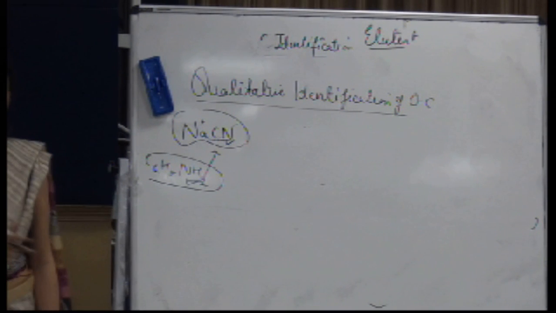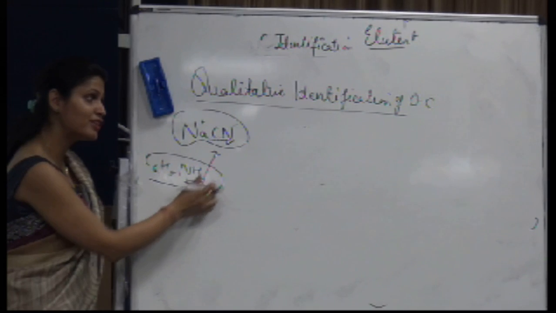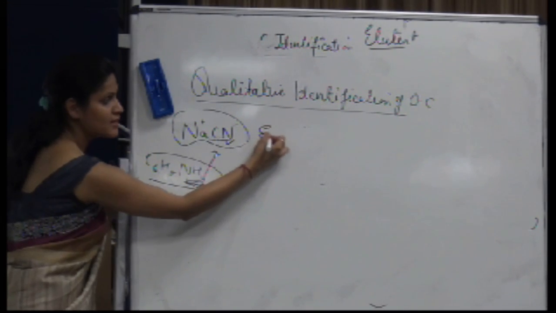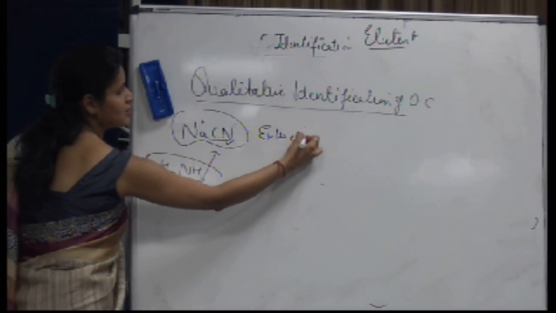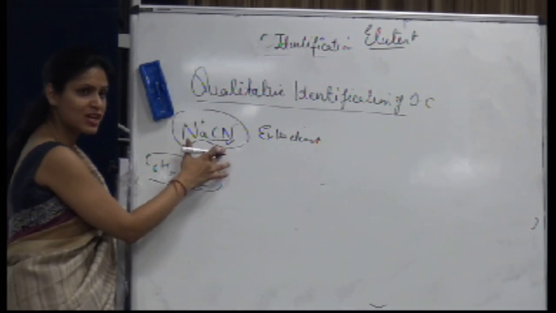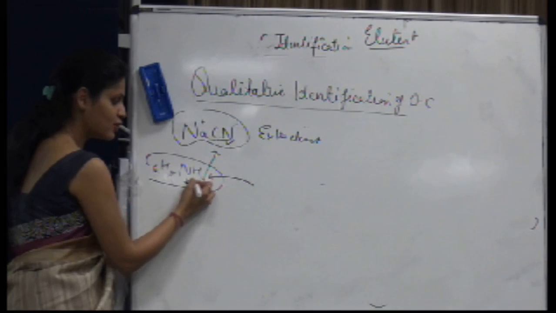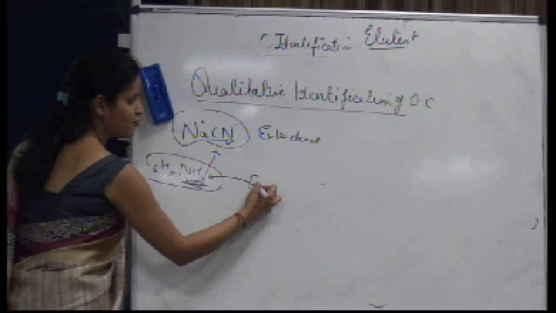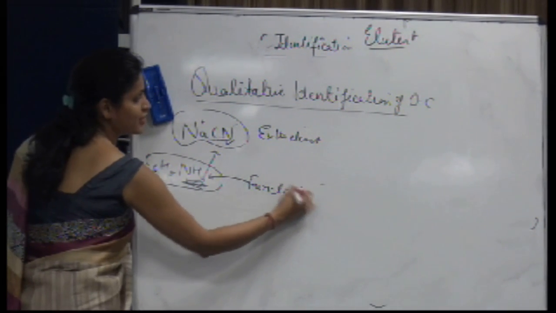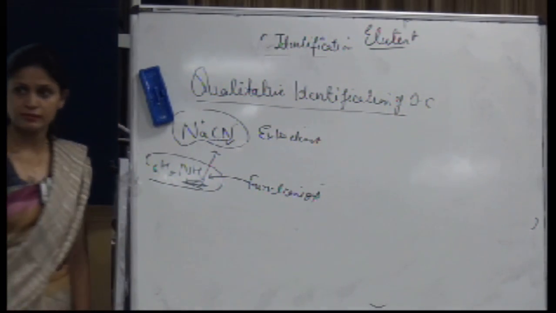These are the functional groups. I am saying I want to identify the elements. These are known as extra elements. When you perform tests for extra elements using Lessaigne's extract, and when you perform tests for what are known as functional groups, these tests are different. Okay.